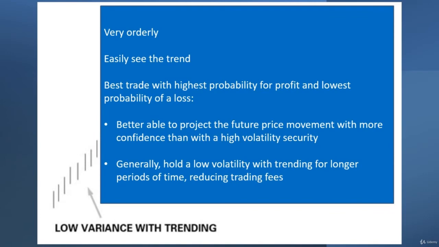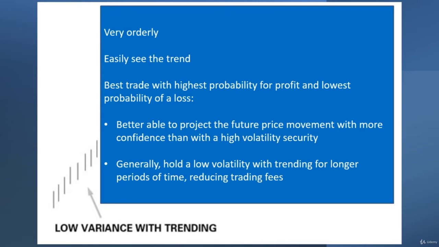So when you see low variance with trending, there's very low volatility, but it is trending. It's part of something that's already there. Low variance would be very orderly. There's not a lot of ups and downs and a lot of movement all over. It's all very orderly, and you can easily see the trend too. And this is a great opportunity. You consider this the best trade opportunity, with the highest probability for profit and lowest probability of loss. The reason is you're better able to project the future price movement with more confidence than with a high volatility security, because it's all nice and orderly, very low volatility.